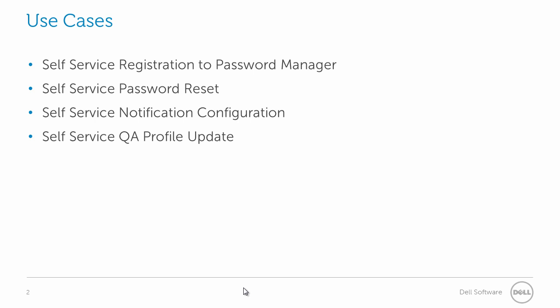The user will use the self-service Dell One Identity Manager web portal to access the self-service Dell One Password Manager to register their account and then update their password. The user will then have the option to use the self-service password manager to update their notification section. What do they want to be notified on from a password manager standpoint? And then finally, the user will use the password manager self-service Q&A profile section to update his or her answers.